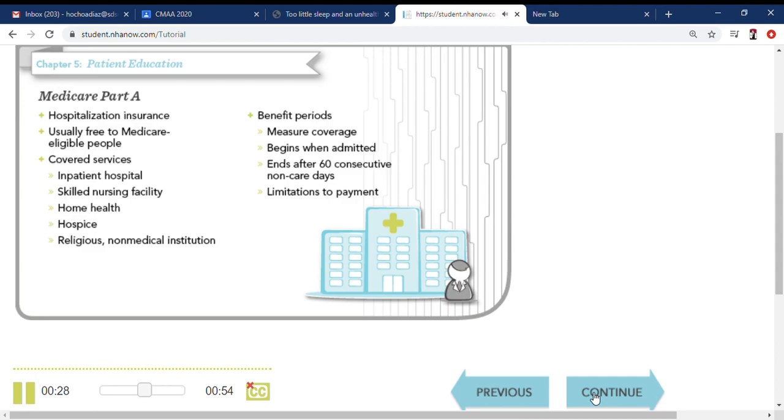Benefit periods measure inpatient hospital coverage and coverage for skilled nursing facility care. A benefit period begins when the patient is admitted to a hospital or skilled nursing facility. A benefit period ends when the patient doesn't receive care for 60 days in a row. There are certain limitations on how much coverage Medicare Part A pays for each kind of service.